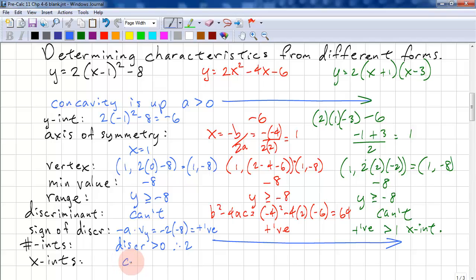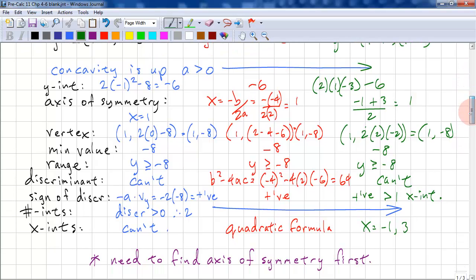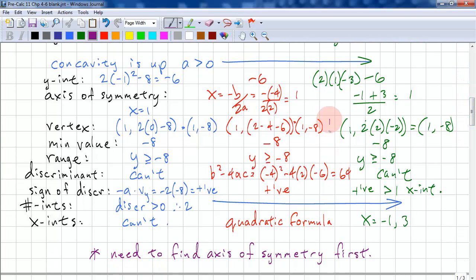For the x-intercepts, we can't easily determine them. Here, again, it's not easy, but we can use the quadratic formula. And here, since it's in factored form, we know x equals negative 1 and 3. So, this one, this one, this one, all need to be calculated after the axis of symmetry is calculated.